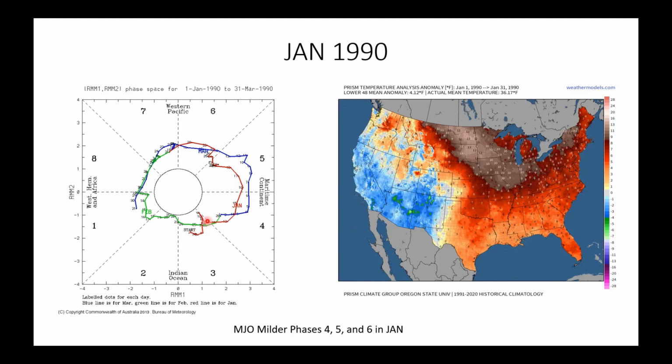The MJO started out in phase 3, and it amplified. The amplitude got stronger, further away from the center of the diagram. See how far away this red line is as compared to the center of the phase diagram? That indicates we have stronger impacts or a greater amplitude to the MJO. So this red line is what I want you to pay attention to. We're rotating with great amplitude into phase 4, 5, 6. All right, that's all the milder phases for the eastern U.S. And look what happened as a result.